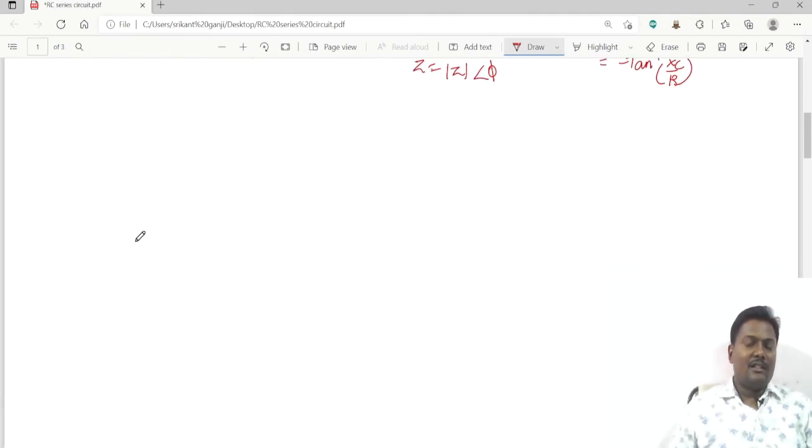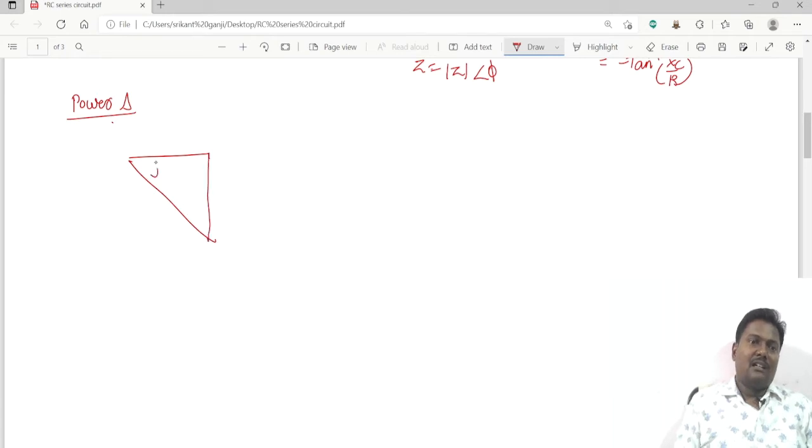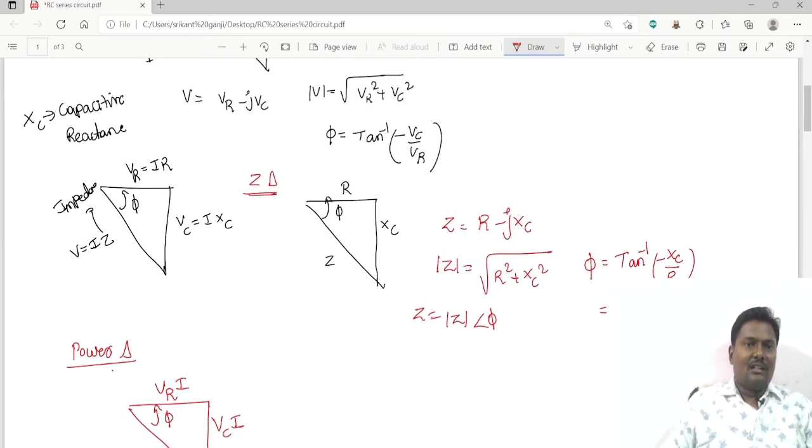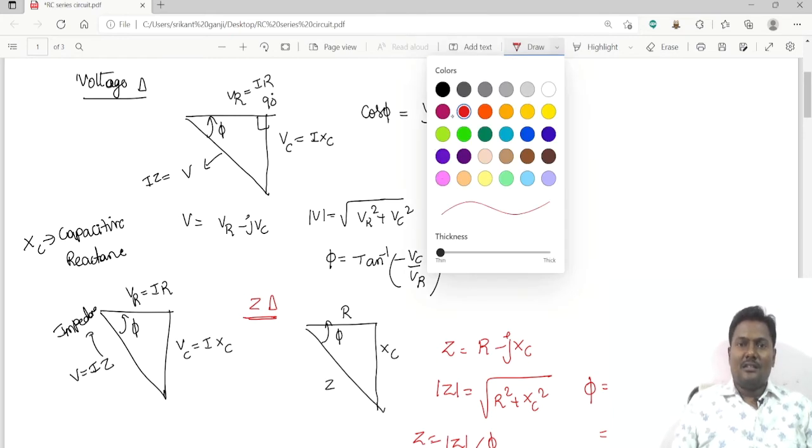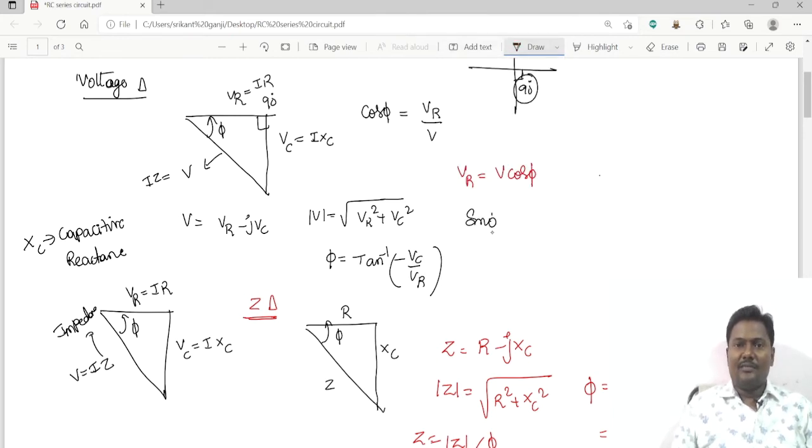From this impedance triangle and voltage triangle, again we are going for the power triangle. You should multiply the current to the voltage triangle: VR into I, this is VC into I, and this is V into I. From the voltage triangle, cos phi is equal to VR by V, so I can write VR is equal to V cos phi, and sin phi is equal to VC by V, so VC is equal to V sin phi. You should remember these two.